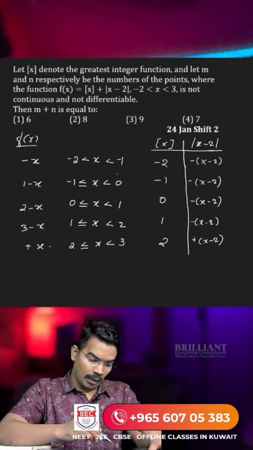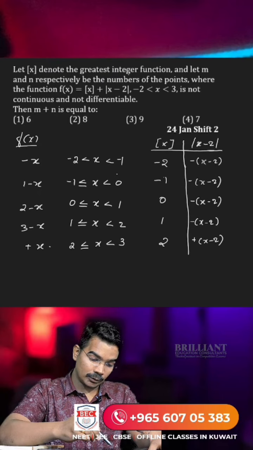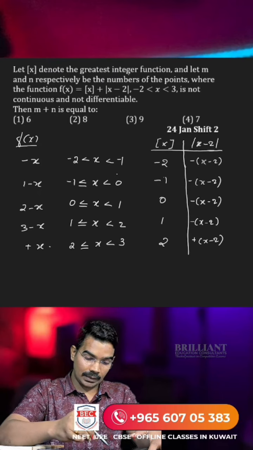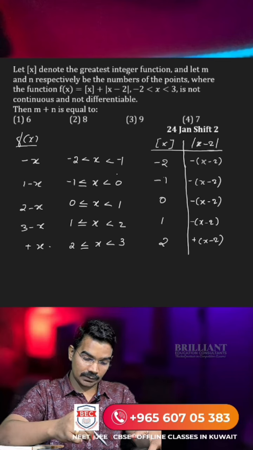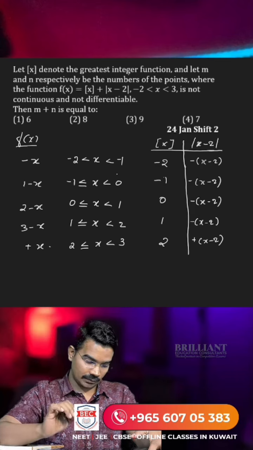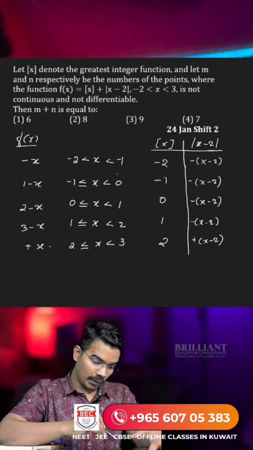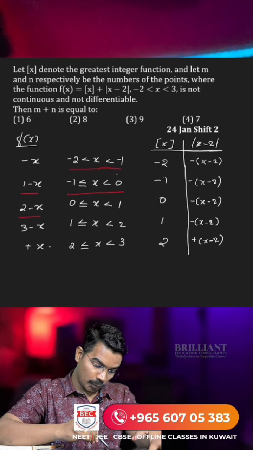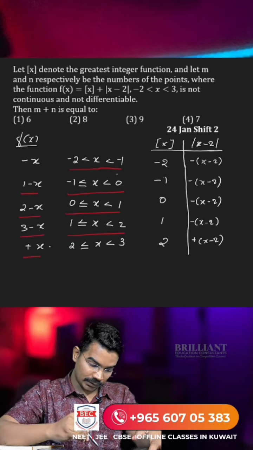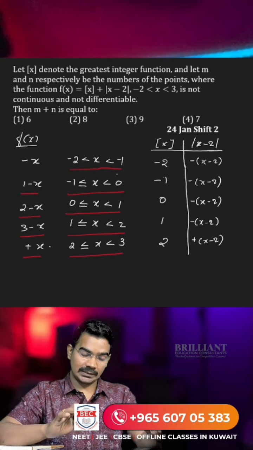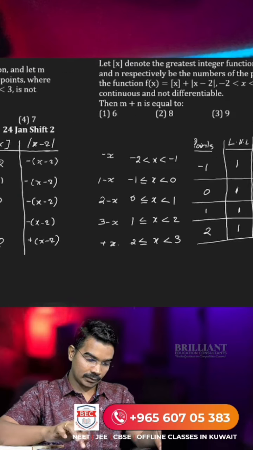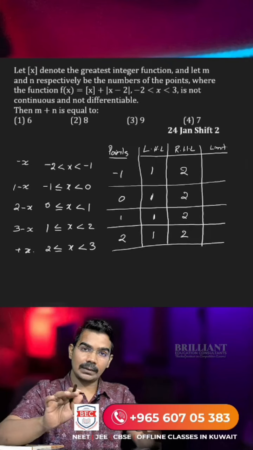So here, for these split intervals, we can see that the values of the greatest integer function are −2, −1, 0, 1 and 2. And as I discussed before, the modulus function will open with a minus sign for the first 4 intervals and with a plus sign for the last interval. So when we add these two, we get the function −x for the interval −2 to −1, −x for the interval −1 to 0, 2 − x for the interval 0 to 1, 3 − x for the interval 1 to 2, and x for the interval 2 to 3. So our functions and the intervals are clear. Now the functions and the intervals are set.